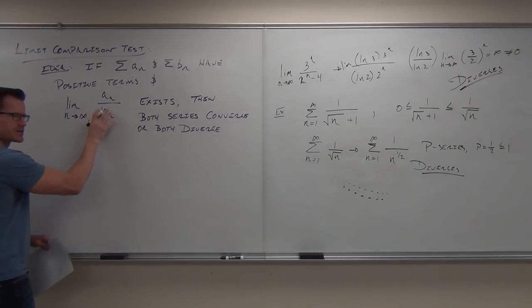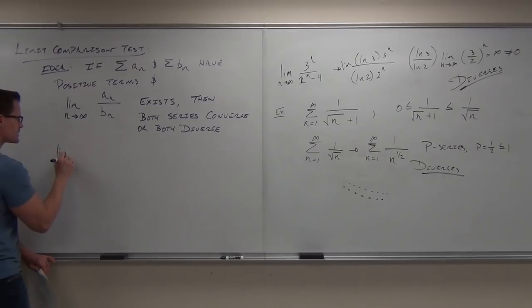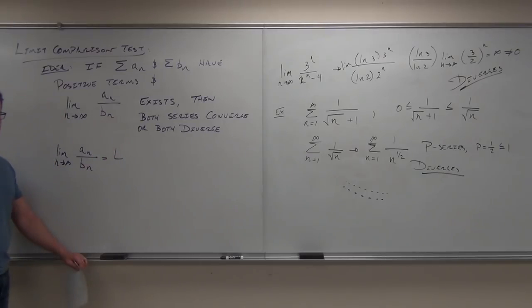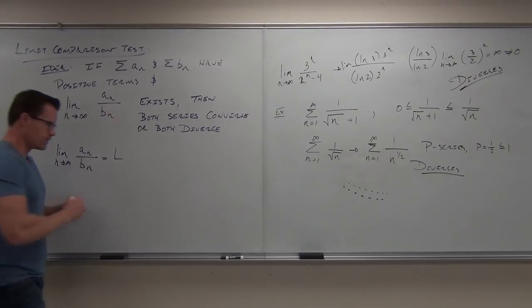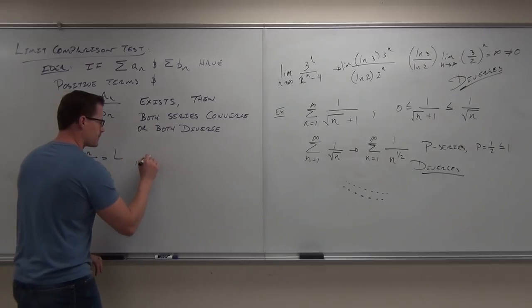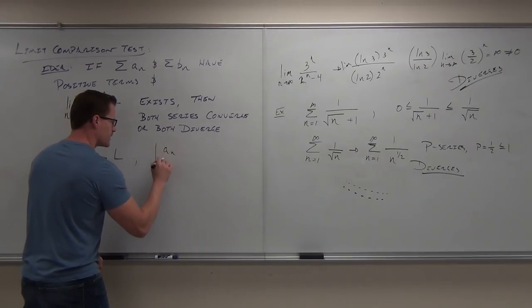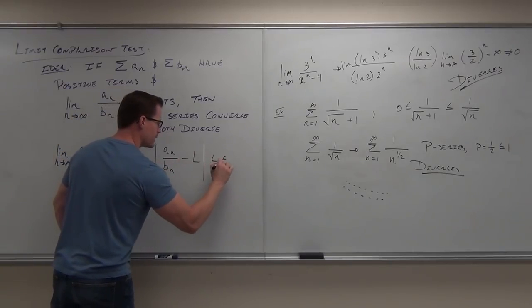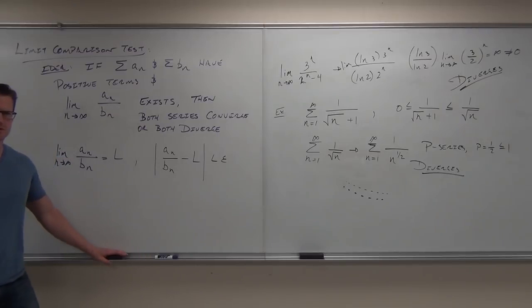Let's suppose that this limit exists. If this limit exists, then the limit as n approaches infinity of a sub n over b sub n would be equal to some limit L. True? By definition of what a limit is, what this means is that the absolute value of a sub n over b sub n minus L would be less than epsilon. Remember those epsilon delta proofs? You loved them, right? That's the definition of a limit.